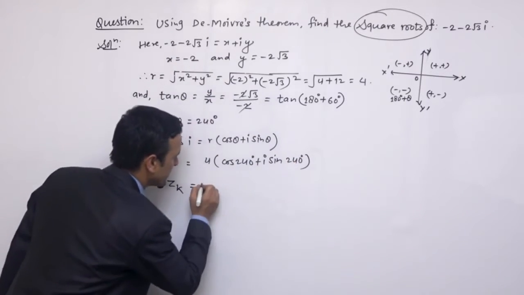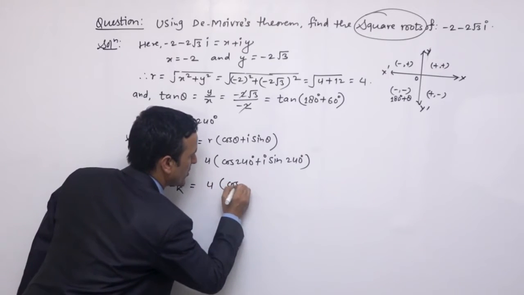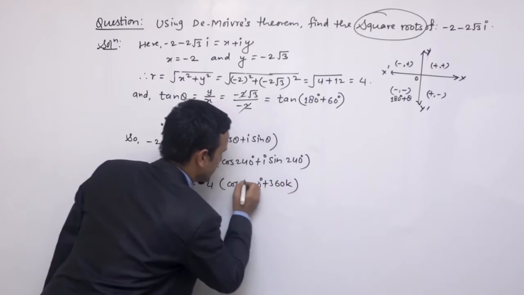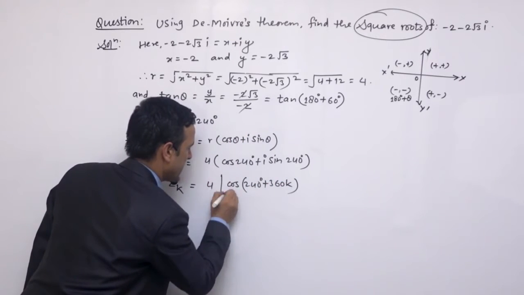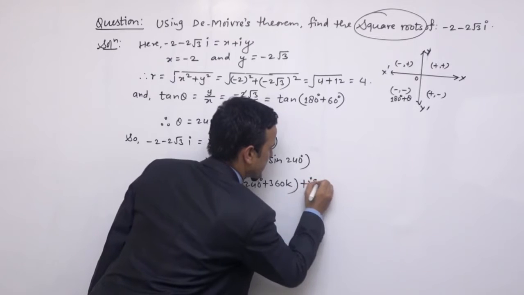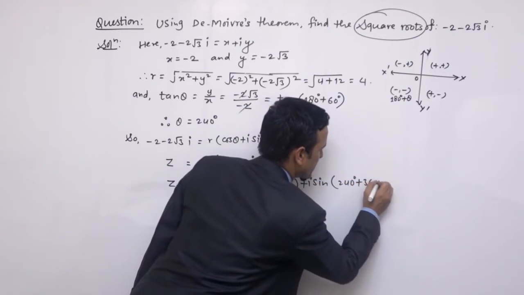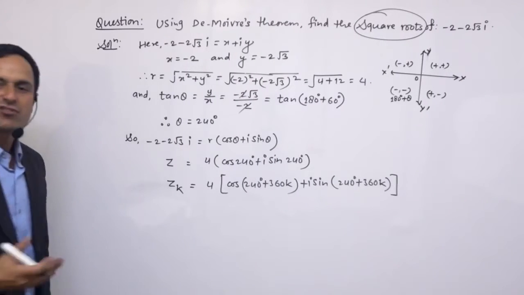It is polar form, and write down 4 cos 240 plus 360k. This is the question. And plus I sin 240 plus 360k. This is general polar form.